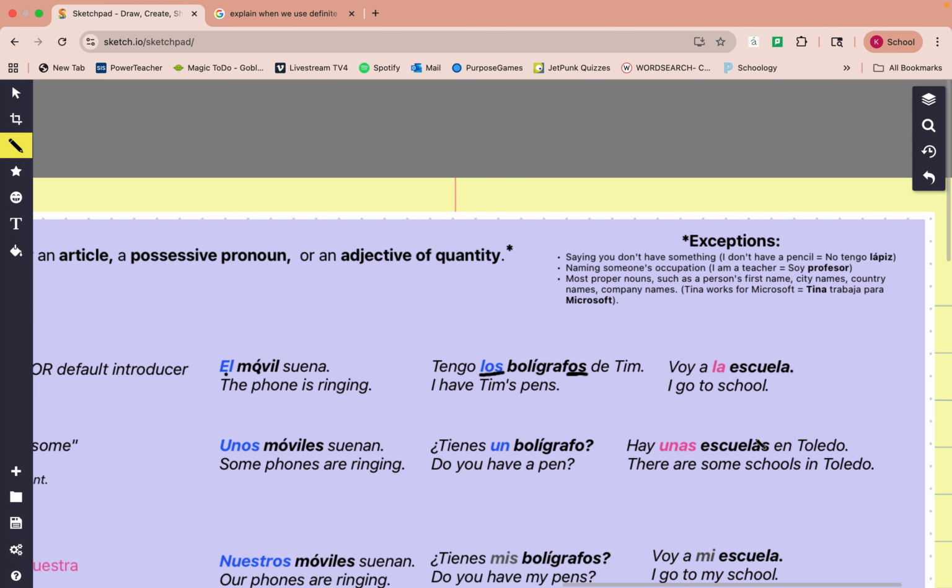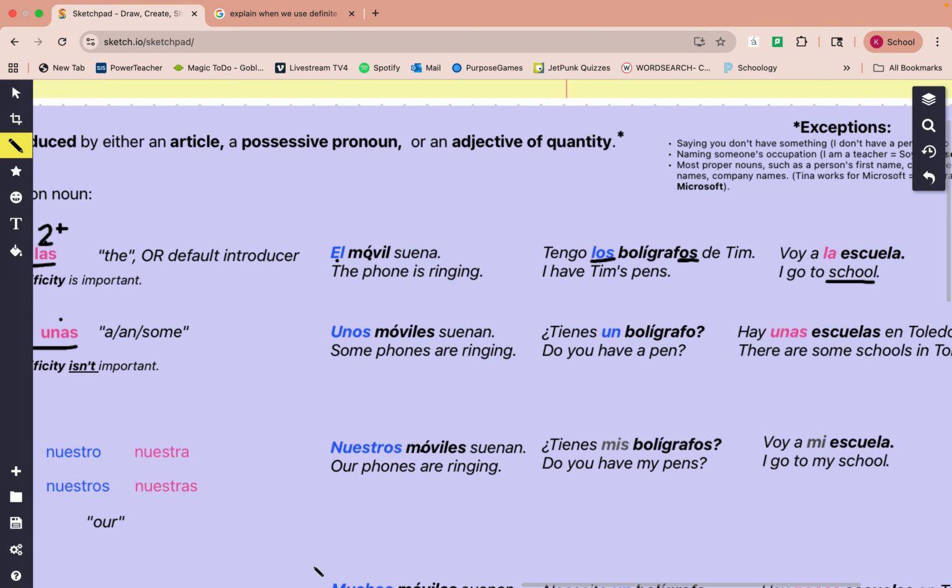So let's look at this example. I go to school. In the sentence, I go to school, in English, we don't use an article because we don't always need to put something before nouns in English. We just say, I go to school. School is a noun. It refers to a place, right? Person, place, or thing. Since it's a noun, in Spanish, we know that nouns have to be introduced by some type of word on this list.